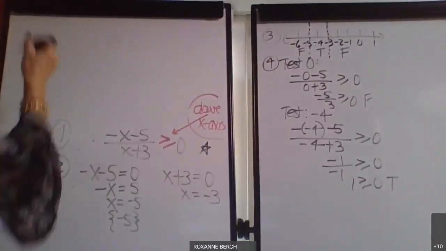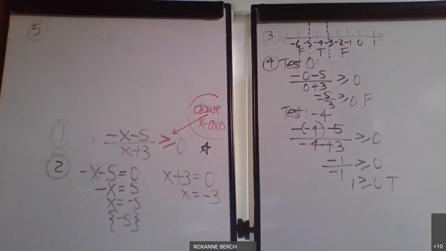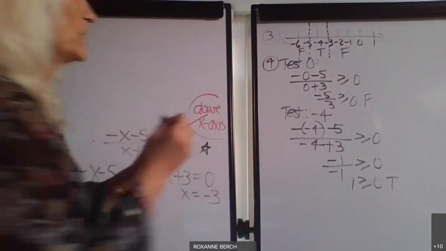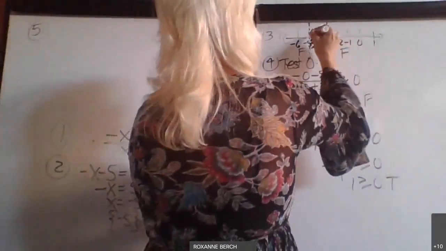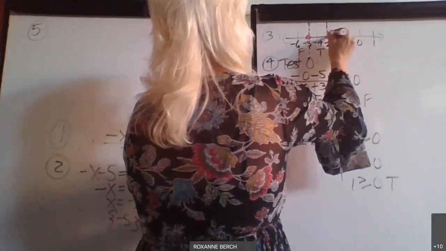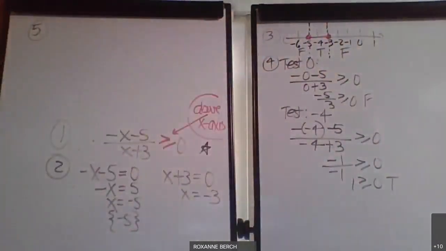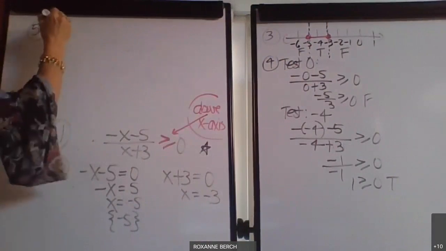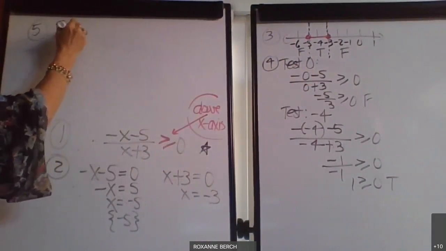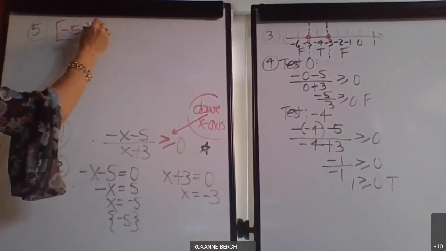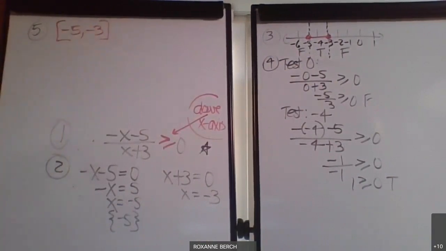So now we want to write the solutions. And I'm going to mark them over here. So true is going to be closed, closed, and shaded. So our solutions are closed on -5 up to -3 closed.